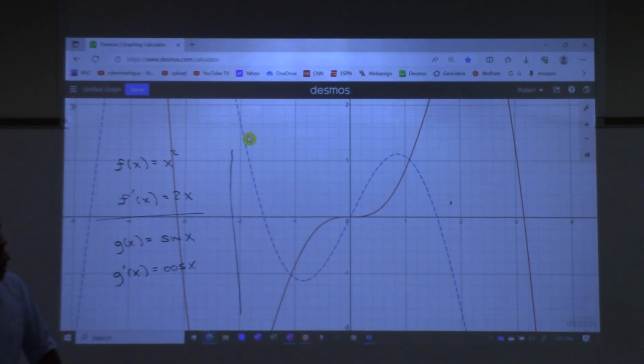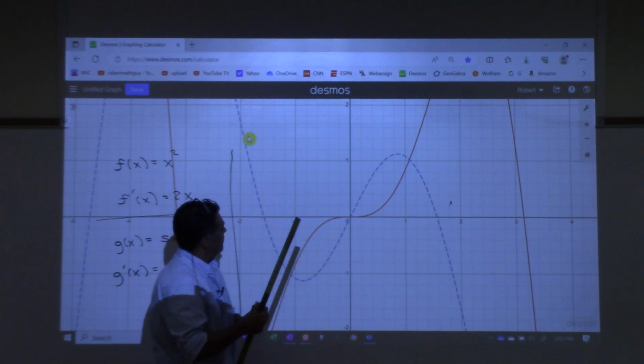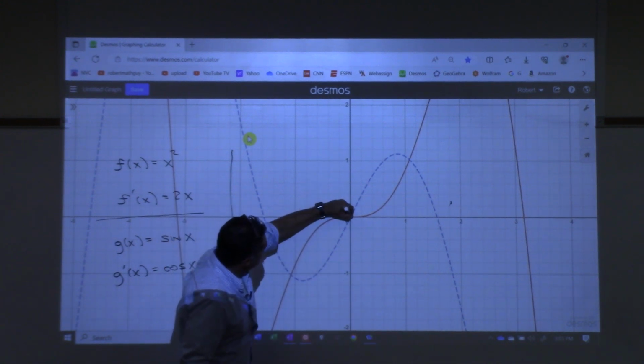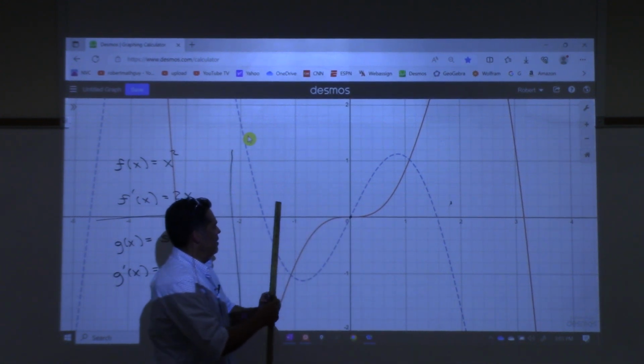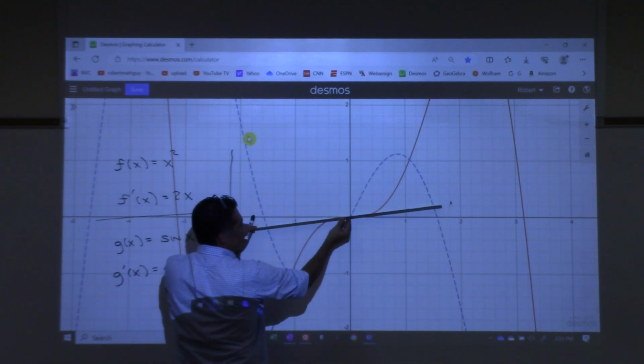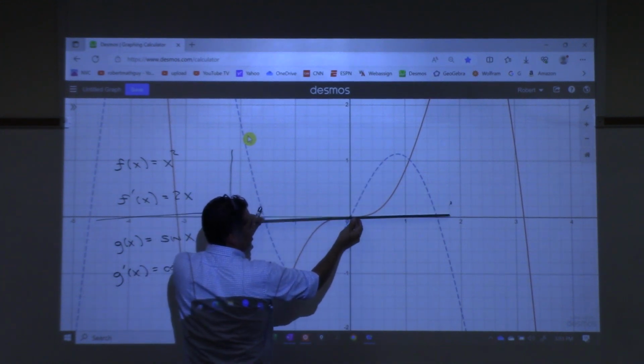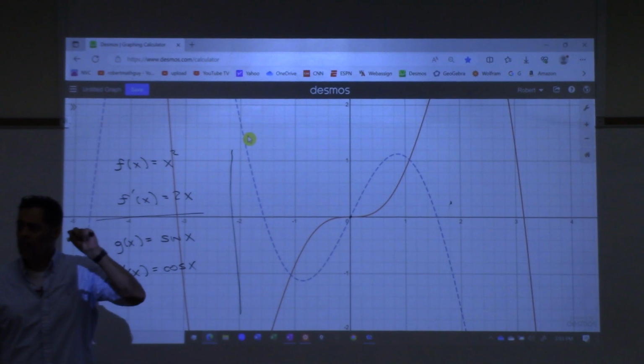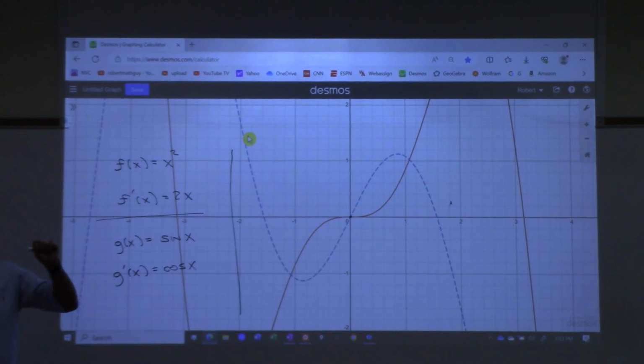Can we convince ourselves that the blue one is not the derivative of the red one? Well, let's see. Let me start at a point. Just look at the red one right now. Do you all agree that right here at the origin, the slope of the tangent line there should be what? 0. Does the blue curve go through 0? Does it have a y value of 0 there? Yes, so that looks okay, doesn't it?